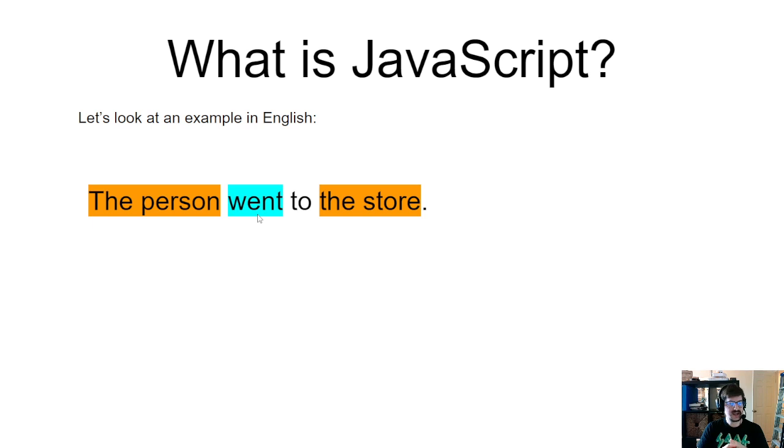You couldn't really take out these. If you took out the person, it would just be "went to the store," and you wouldn't know who went to the store. If you took out the store, you wouldn't know where the person went. And if you took out "went," you'd just say "the person to the store," which doesn't really tell you what they did.